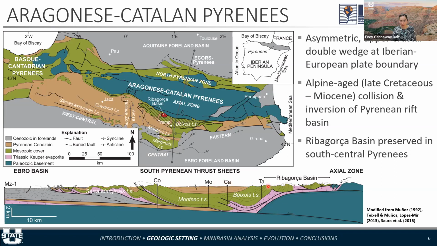And we're actually in this structurally uppermost Boixols thrust sheet here. And you'll notice these pink bodies at the base, and these are Triassic Keuper evaporites, which is going to be our salt today that we're going to focus on. And many of these thrust sheets are in fact attached on that, as we'll see.